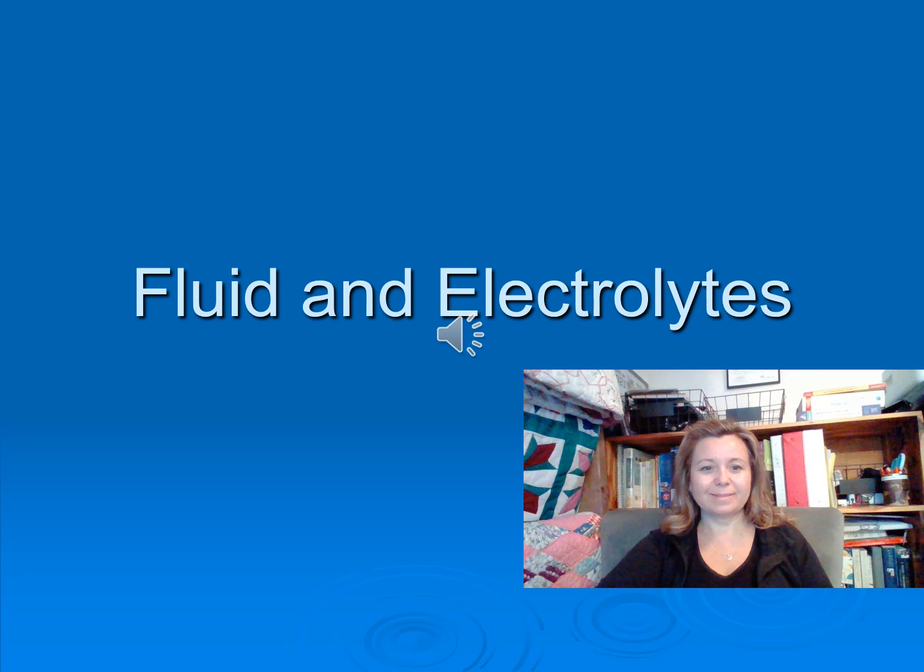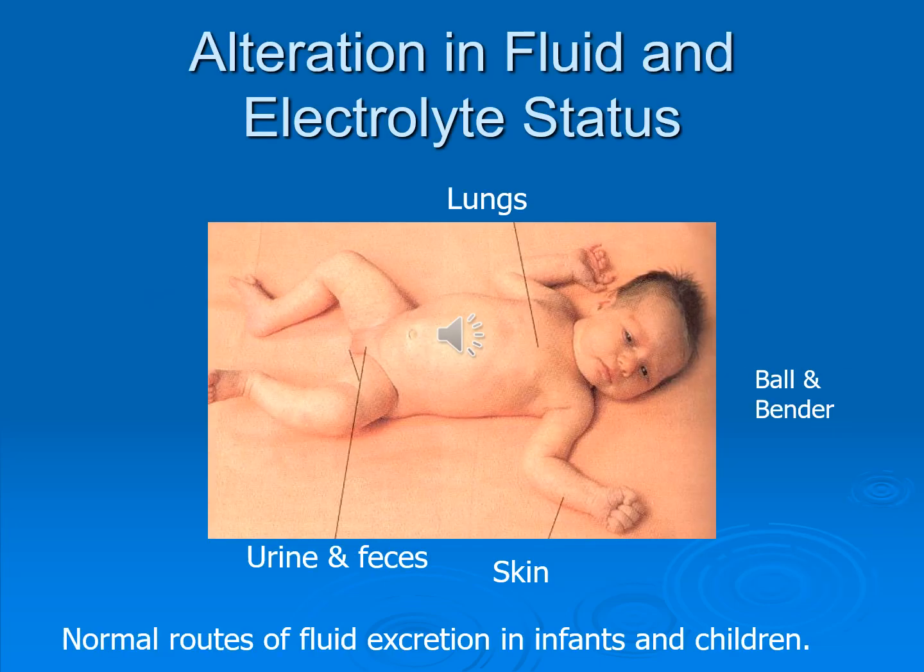For this lecture, we are going to be talking about pediatrics and how fluid and electrolytes pertain specifically to them. Here you see a little picture that will maybe help you remember normal routes of fluid excretion in infants and children. So when we talk about alteration in fluid and electrolyte status, we're going to be involving the lungs, the skin, and the urine and feces.